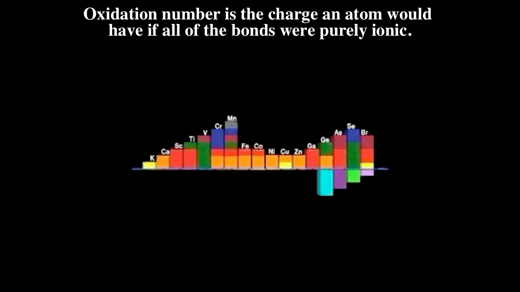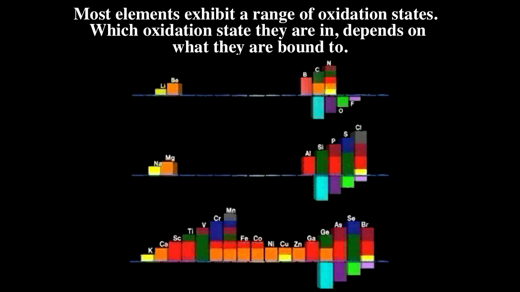Now it's kind of interesting. Notice that in general, the maximum oxidation number, the most positive, corresponds to the number of electrons that the element will have to lose to get the noble gas configuration. This is true except for the transition metals. The transition metals are a little bit different because they have those d electrons. And so most elements exhibit a range of oxidation states. Which oxidation state they are depends on what they're bound to.